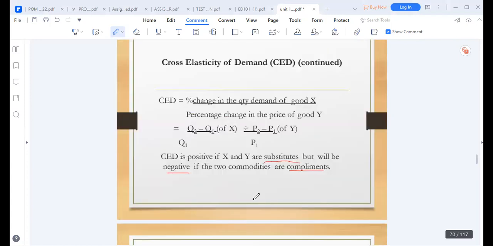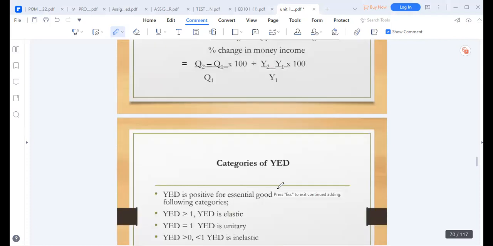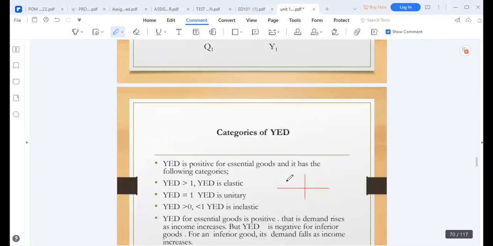So for the cross price, we said there are only two things. If you're on the negative side, this is the complementary good. If you're on the positive side, this is a substitute good. For income, there are two things. If you're on the negative side, it's called an inferior good. If you're on the positive side, it is called a normal good. That's all. Of course, on the normal side, if it's more than one, it's a luxury. If it's less than one, it's a necessity.